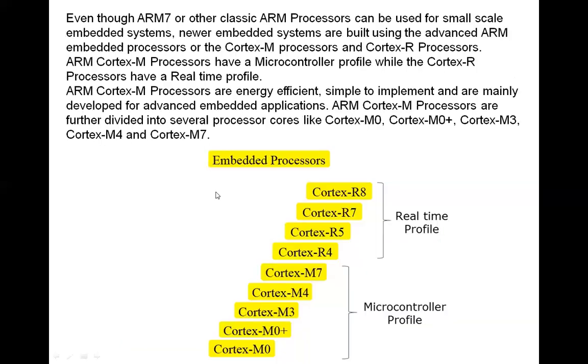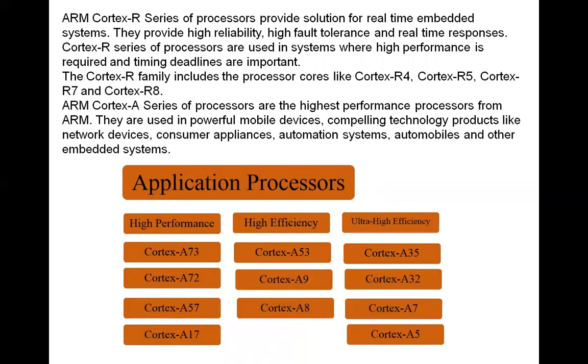Here you can find real-time embedded systems also. The Cortex R series of processors provide solutions for real-time embedded systems. They provide high reliability, high fault tolerance, and real-time responses. Cortex R series processors are used in systems where high performance is required and the time deadline is also important.